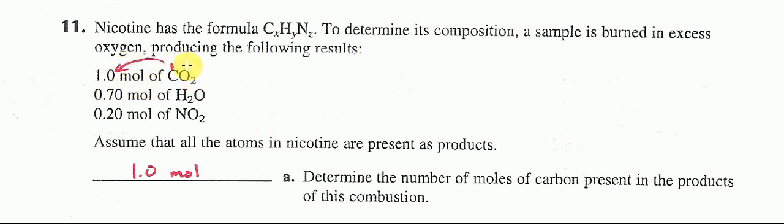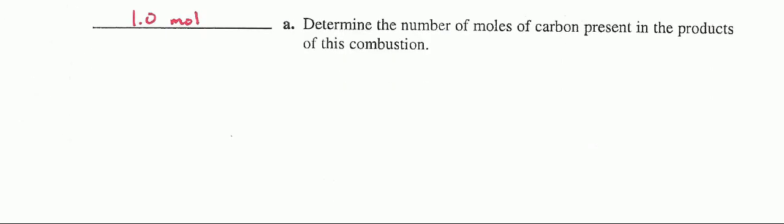Well, this is the only substance, the only product that contains carbon, CO2, and there's 1 mole of it. And we see that for every 1 mole of carbon dioxide, there's 1 mole of carbon, right? This is subscript 1. So there's 1 mole of carbon present in the products of this combustion. But note there's no carbon in the other substances. So we'll keep that in mind as we move forward.